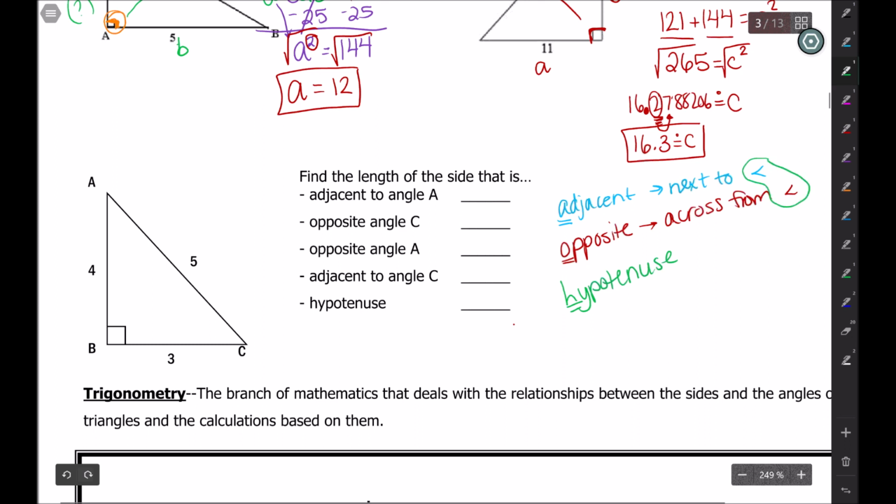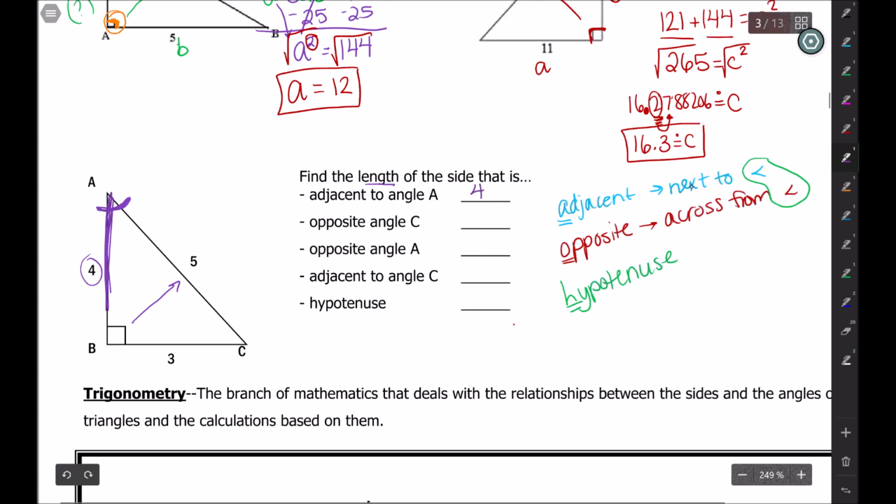So if you take a look right here, it says find the length of the side that is adjacent to angle A. If you take a look at angle A, it can't be the 5 because the 5 is the hypotenuse, since it's across from the right angle. So it's either the 4 or the 3. Now, notice how the 4 is actually touching the angle. So the 4 has to be adjacent to angle A, as opposed to the 3, which is across from angle A. So the side adjacent to angle A has a length of 4.